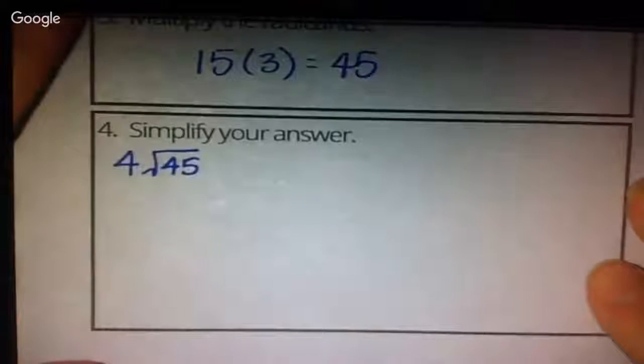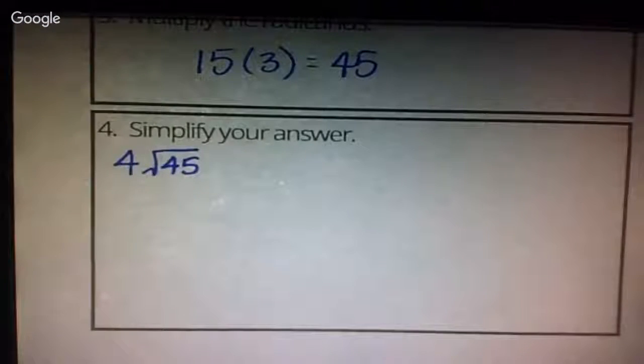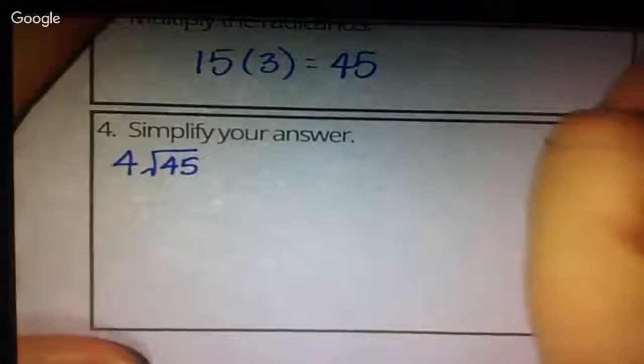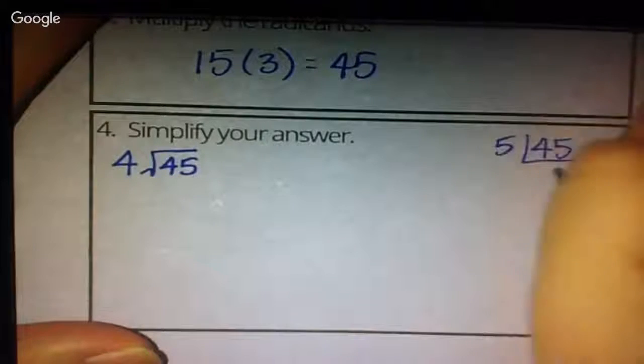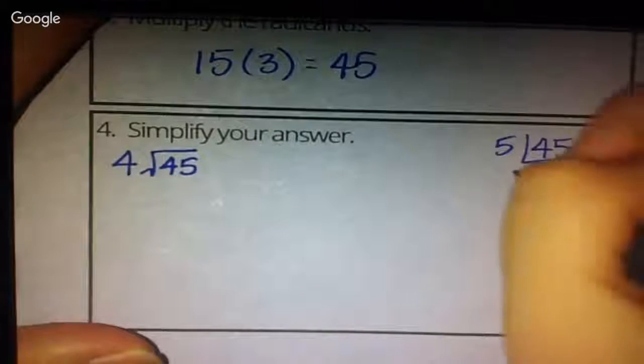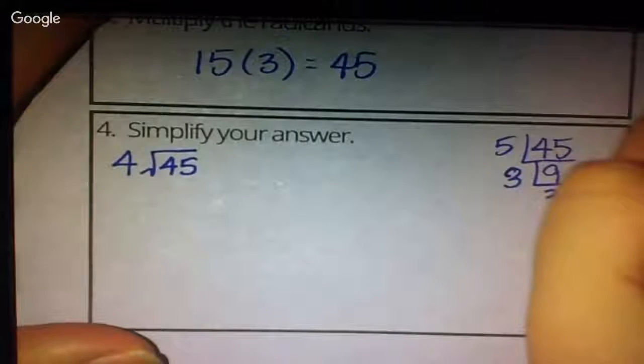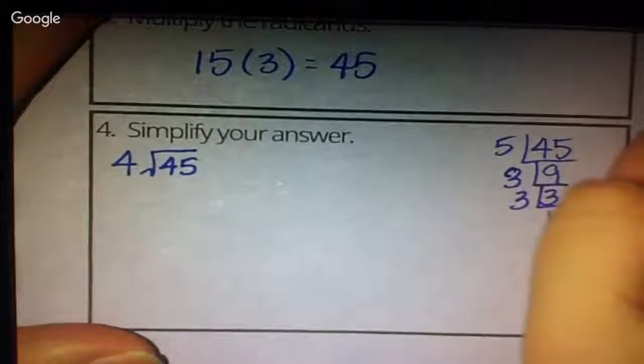Okay, your last thing we have to do is simplify. Okay, so we need to break down that 45. What's prime that goes into 45? 5, and I'm left with 9. 3, and I'm left with 3. 3, and I'm left with 1. So we've got 3 times 3 times 5.